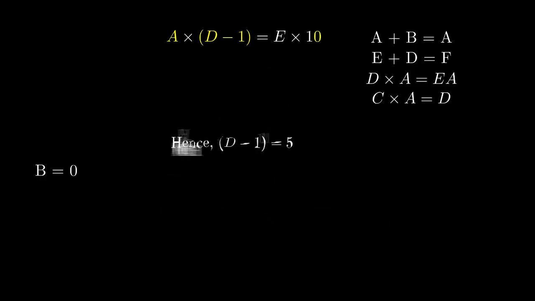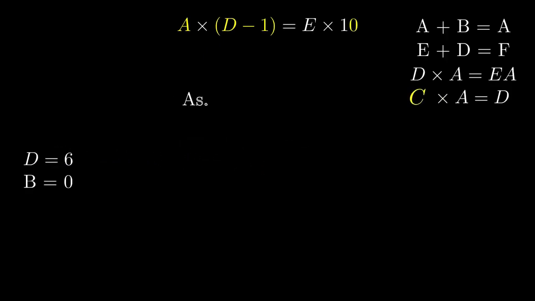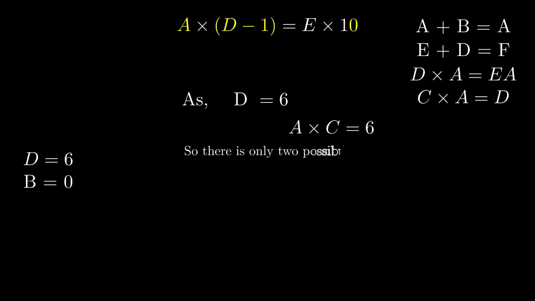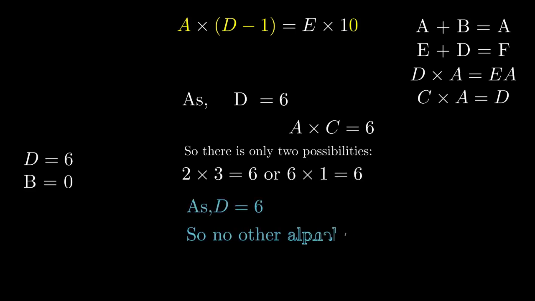This leaves us with the only conclusion that D minus 1 equals 5. This will make the value of D 6. So as the value of D is 6, the fourth equation says that A times C equals 6. There are only two possibilities for two integers to multiply to give 6. That is either 2 times 3 or 6 times 1. 6 times 1 cannot be true as it will make two alphabets have the same value. So there are only two options for A and C.